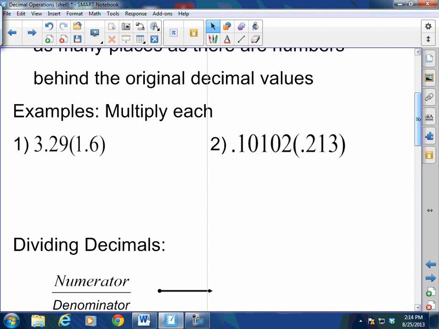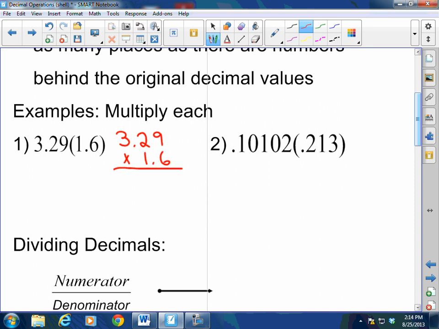So let's go ahead and take 3.29 here times 1.6. Okay, we're going to ignore the decimals right now, and we're going to just multiply. So let's multiply. 6 times 9 is 54. Carry the 5. 6 times 2 is 12 plus 5, 17. 18 plus 1 is 19. I always like to put a 0 because I've already used the ones place. So I can't use that 6 anymore, so I put a 0 there just to help myself.